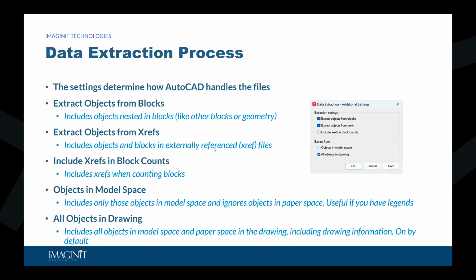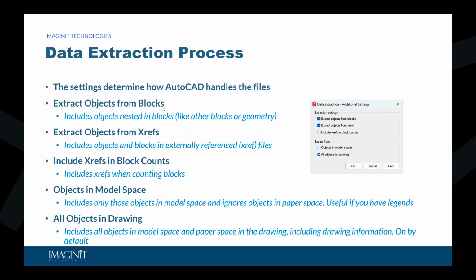So those settings right here determine extract objects from blocks. This would include objects nested inside blocks, like other blocks or geometry. So if you have a circle inside of a block and you want to extract the data from that circle, you would need to have that top one checked, extract objects from blocks.